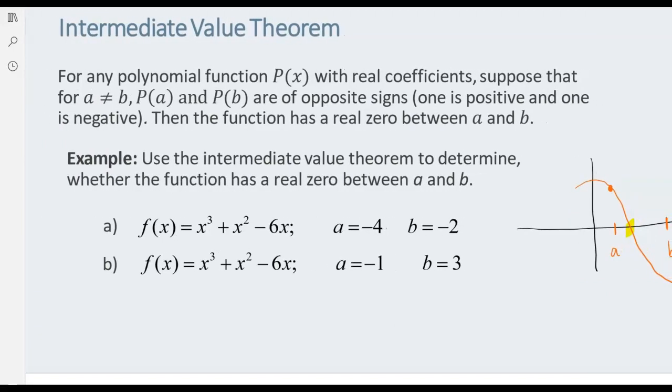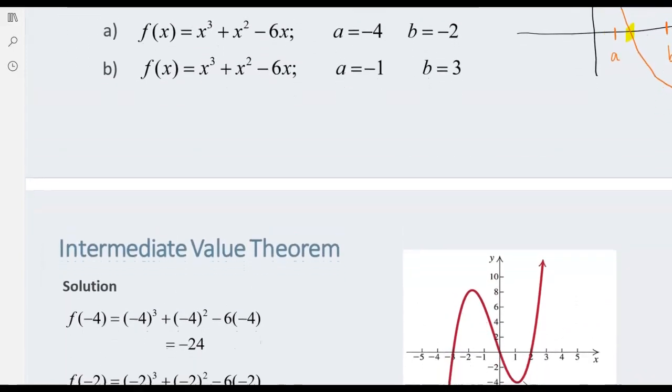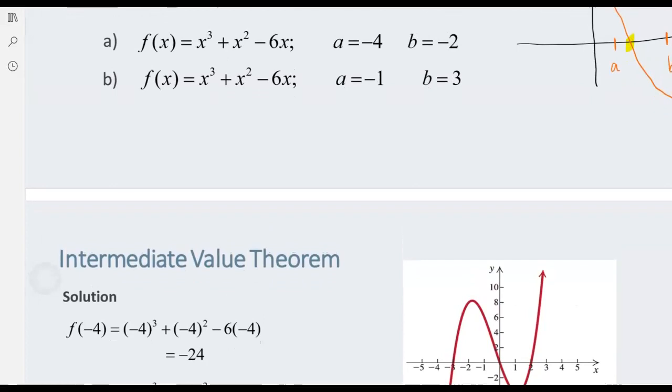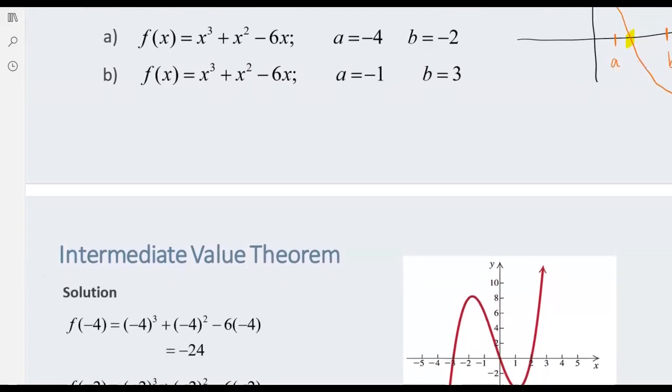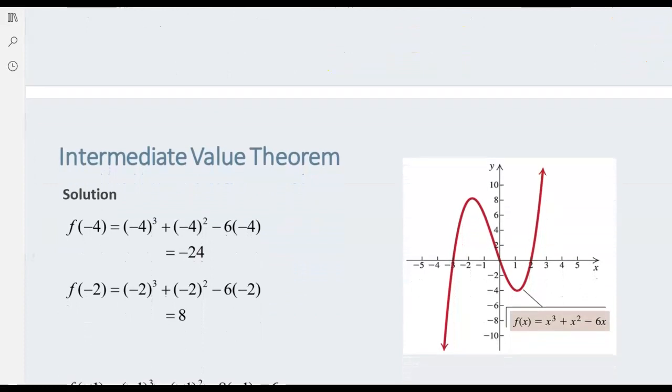So we have a couple of examples here. In the first example, we have a function x cubed plus x squared minus 6x. And we're looking at these two values. We're looking at a is -4 and b is -2. And when I plug in the first one, I get -24. And when I plug in the second one, I get +8.